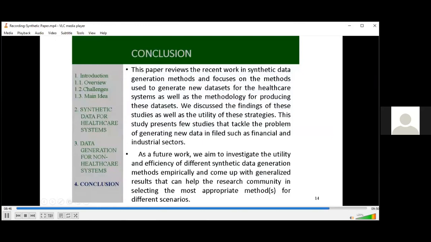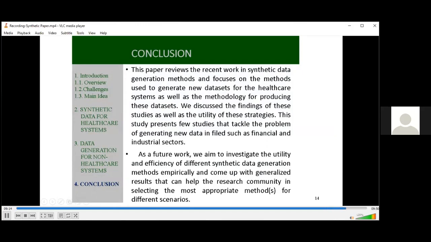And the last, the conclusion talked about this paper reviews the recent work in synthetic data and focuses on the methods used to generate new data sets for healthcare systems, as well as the methodology of producing these data sets. We discussed the findings of these studies as well as the utility of these strategies.